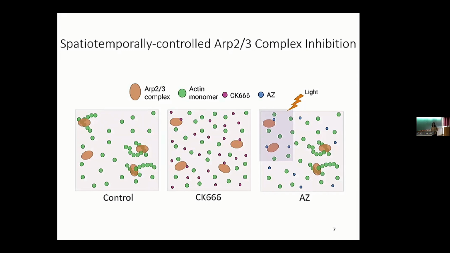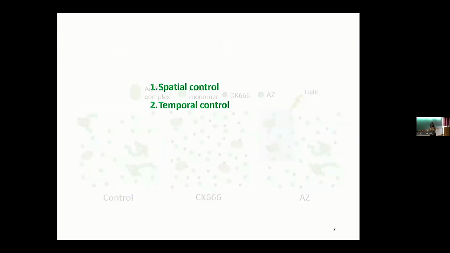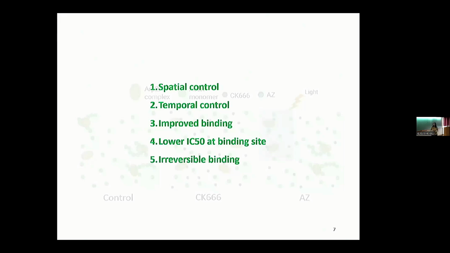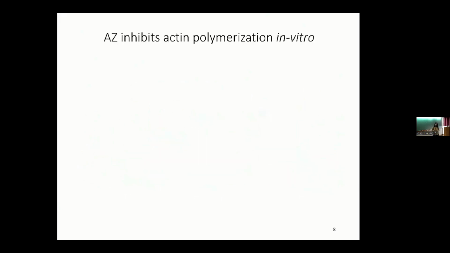So now with AZ, we have spatial and temporal control, we have improved binding because there's covalent cross-linking involved, and there's an effectively lower IC50 at the binding site. We also have seen that there's irreversible binding within certain timescales of our studies, and nice for us, we have a novel inexpensive synthesis scheme, so we can produce a lot of the compound in a pretty cost-effective manner. So now that we have AZ, the first thing we wanted to check is, does it actually work?